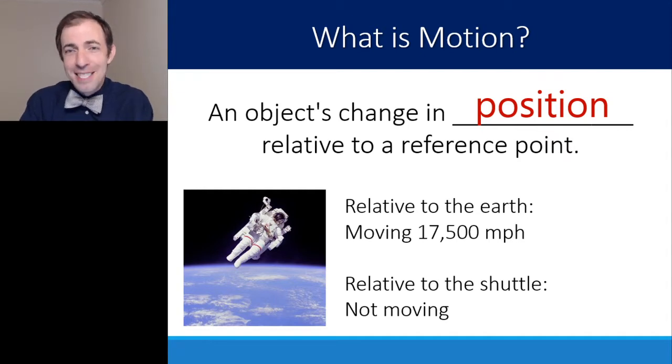So for example, this astronaut shown in this picture is moving relative to the Earth really fast, over 17,000 miles per hour. But relative to the space shuttle, where the picture is taken, they're not moving at all. They are moving exactly the same speed as the space shuttle. So relative to that position, they're not moving. They're not changing how far away they are from the place that the picture was taken.